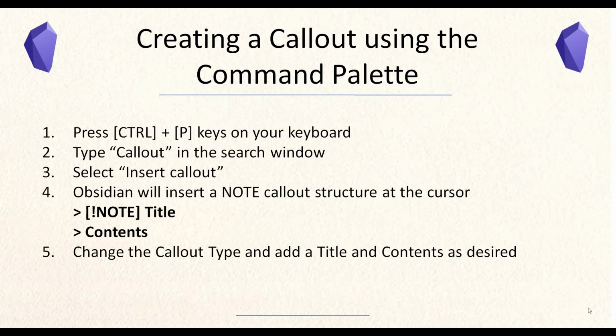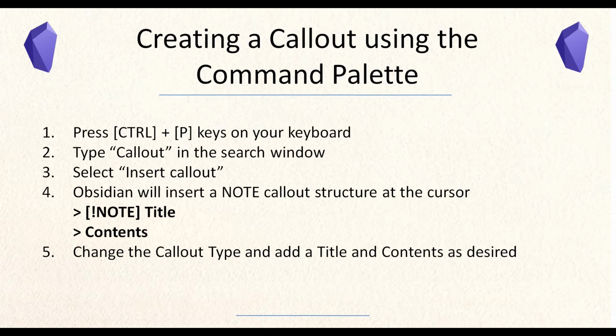The second way to create a callout is to use the command palette. Press the Control and P keys on your keyboard to call up the command palette. Type the word callout in the search window, and then select Insert Callout. Obsidian will then insert a note type callout structure at the cursor. In other words, what you see on screen here. The exclamation mark and the note type identifier in the brackets. And again, it puts the word title and the word contents, but you put any title and any content you want. And as I say here, change the callout type and add a title and contents as desired.